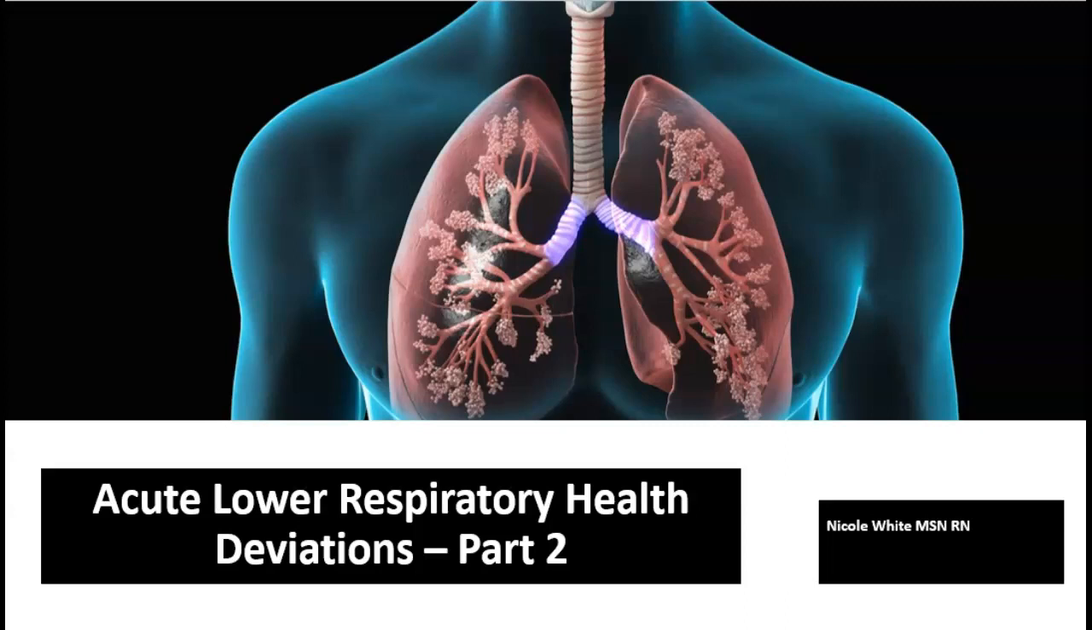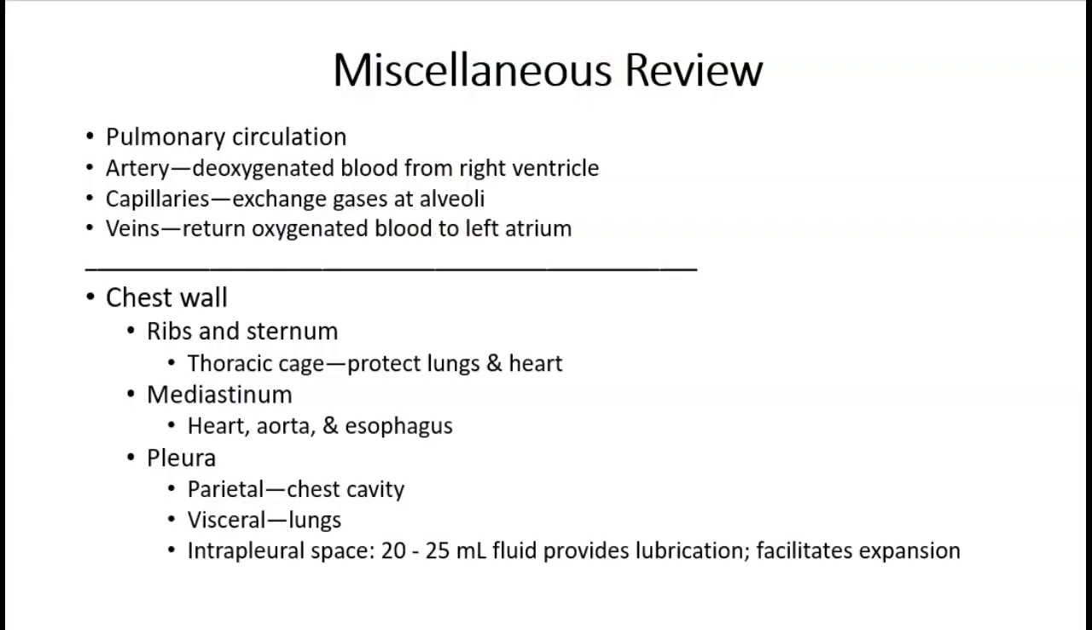Hi everyone, and welcome to part 2 of our respiratory lecture series, and this is acute lower respiratory health deviations. You can basically pause on here to look at these, but just a little review of the anatomy and physiology and what's going on in that chest wall. This is for everything that's below the larynx, right?